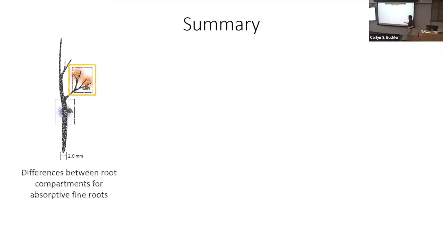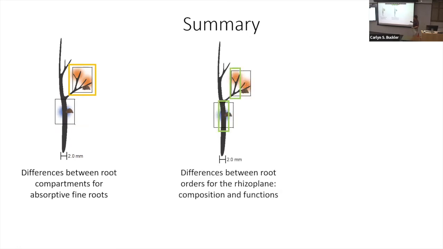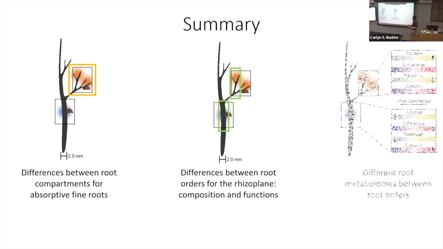Just to summarize those patterns. We see differences between root compartments for absorptive fine roots, not transportive fine roots. We saw differences between root orders for the rhizoplane, which is the microbes on the surface of the plant roots, but not the rhizosphere. And these differences we saw with the rhizoplane were mirrored by composition and functional data as well. So we see differences in both.